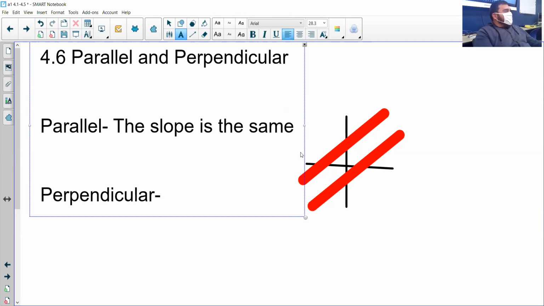A 90-degree angle. I said a right angle. Oh my God. Oh, my fault then. I didn't even hear you. That's fine. It's a right angle that's 90 degrees.